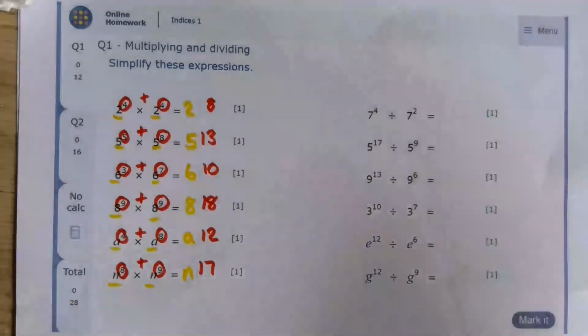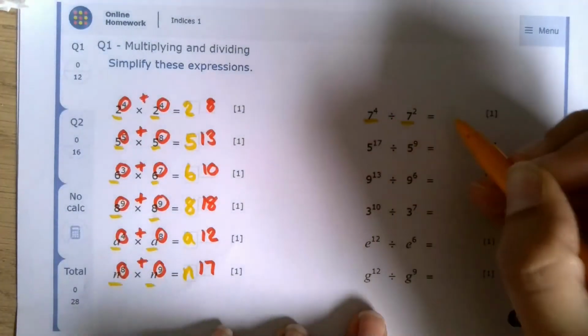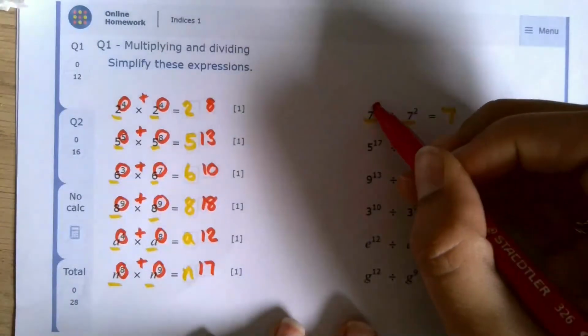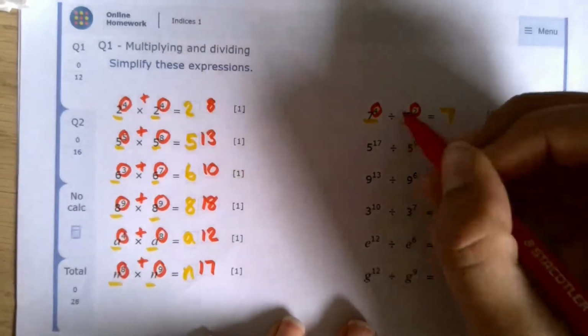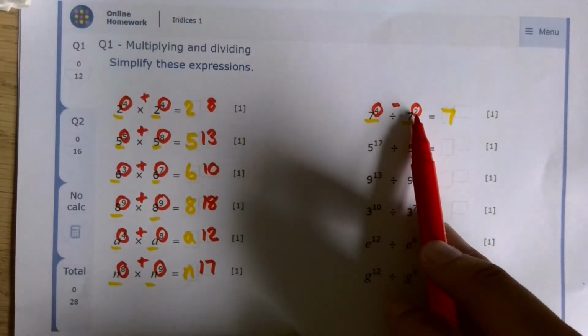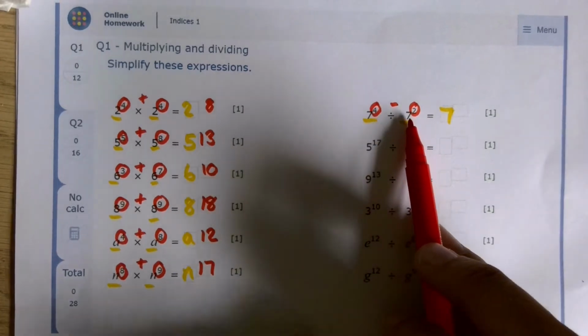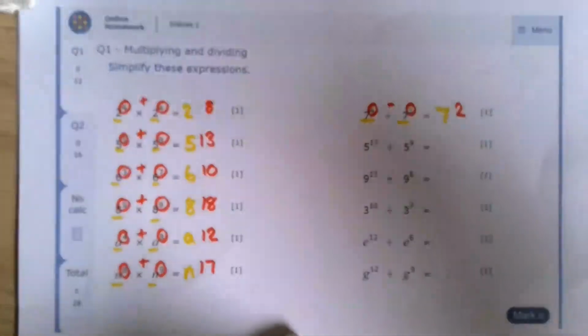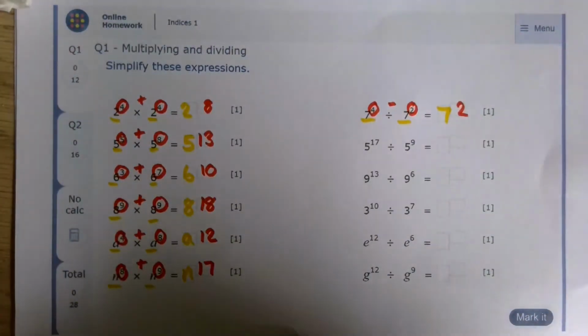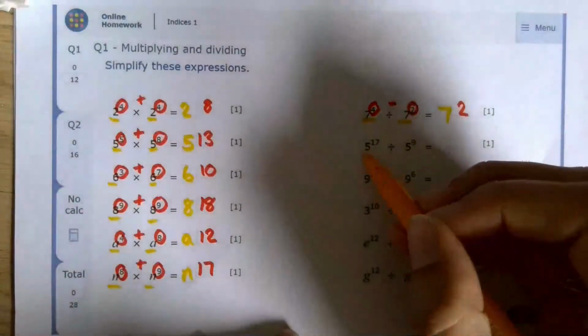So again, so long as the base is the same, which it is, the base stays as 7. And this time we look at the indices, we look at the powers, and we subtract them. Because 2 of these 7's are going to be cancelled out by these 2 7's, which means in total we'll have 4 take away 2. We'll end up with 2 7's being multiplied together. It doesn't want the answer, it doesn't want to know that it's 49, it just wants to know that it's 7 to the power of 2.